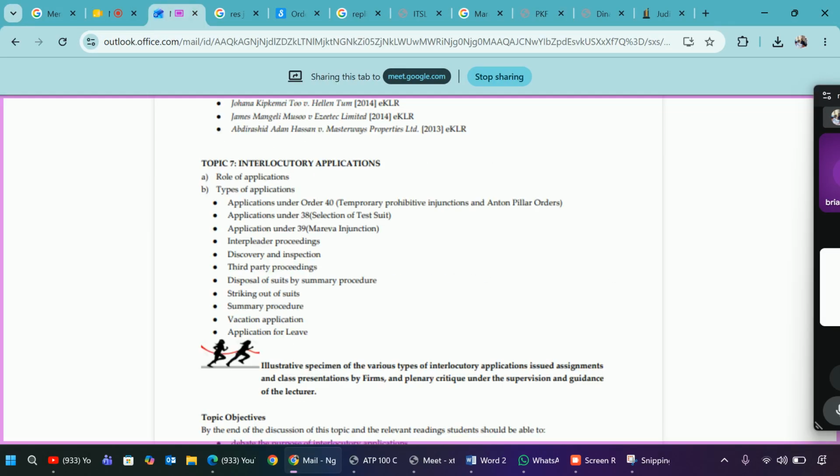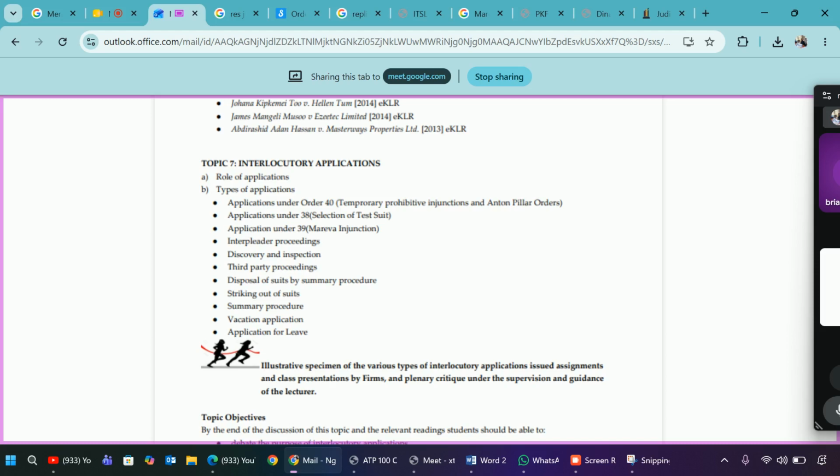The same is provided under Order 39 of the Civil Procedure Rules. Interpleader proceedings we have discussed on the same. In 2022, there was a question on discovery and inspection.